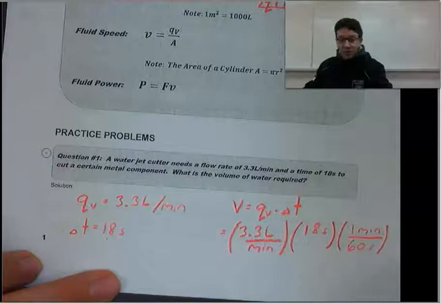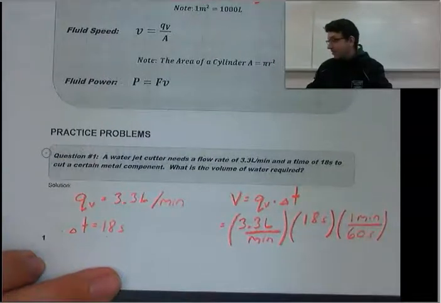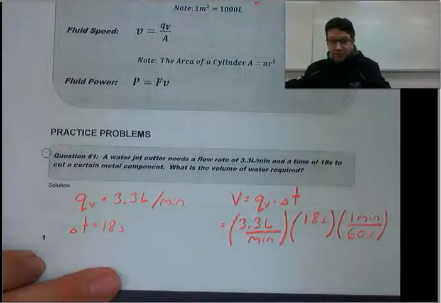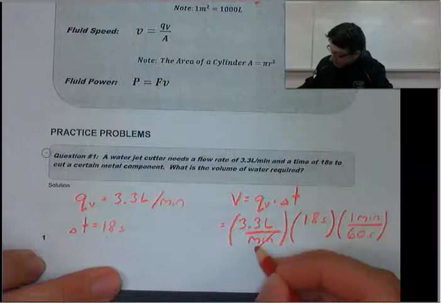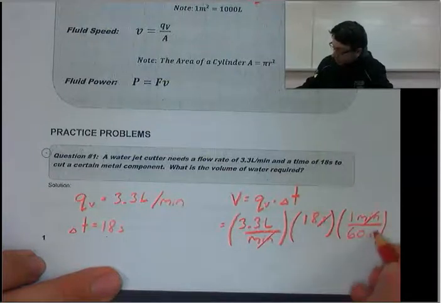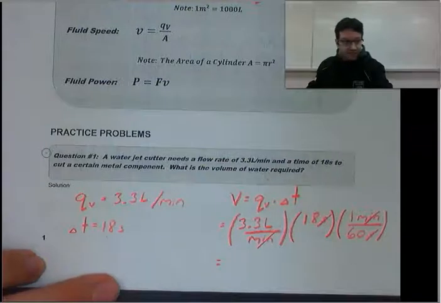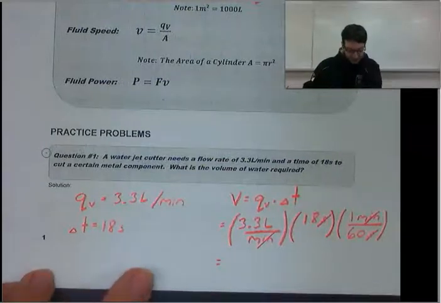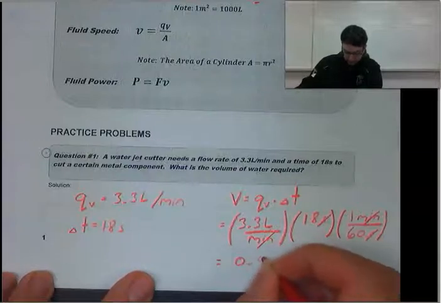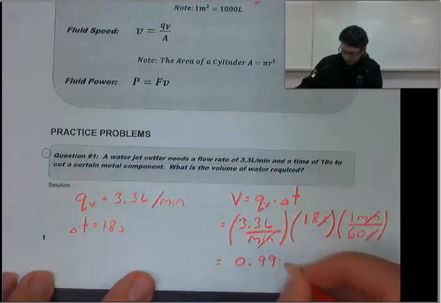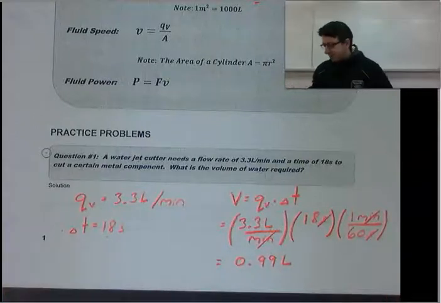That's just multiplying it by 1, right? Because that ratio is 1. It's just the units that are different. 1 minute is equivalent to 60 seconds. Now that we've done that, minutes will cancel, seconds will cancel, and we'll get units of just liters. In this case, you'll get 0.99 liters. So that's the volume required. About 1 liter if you round it.